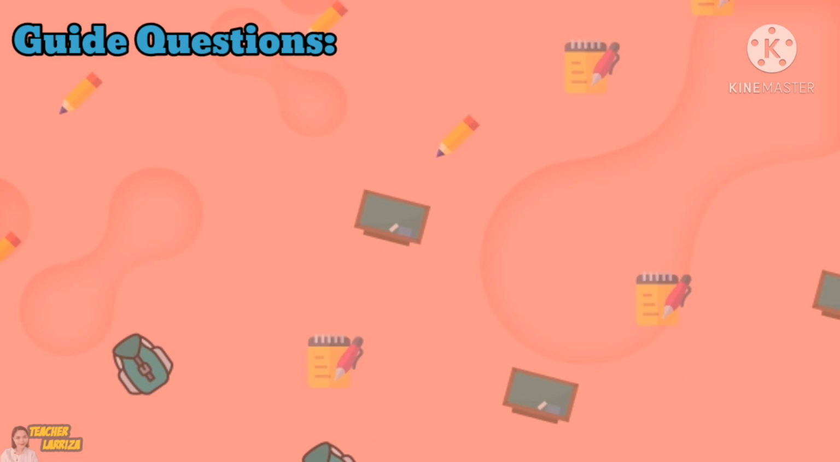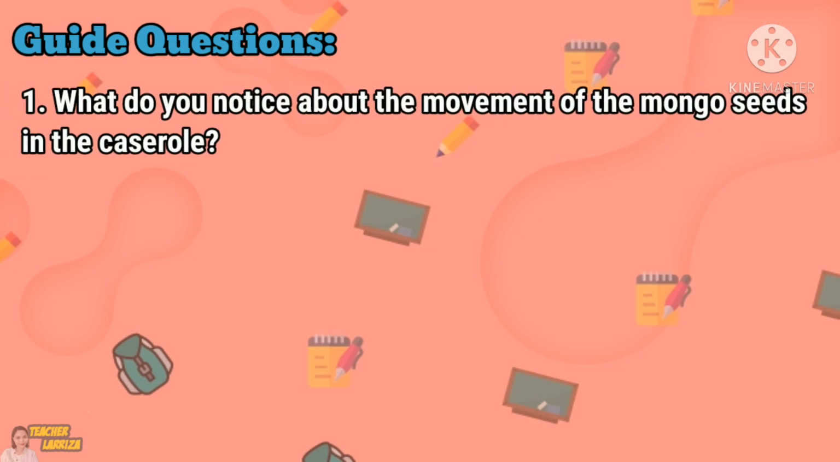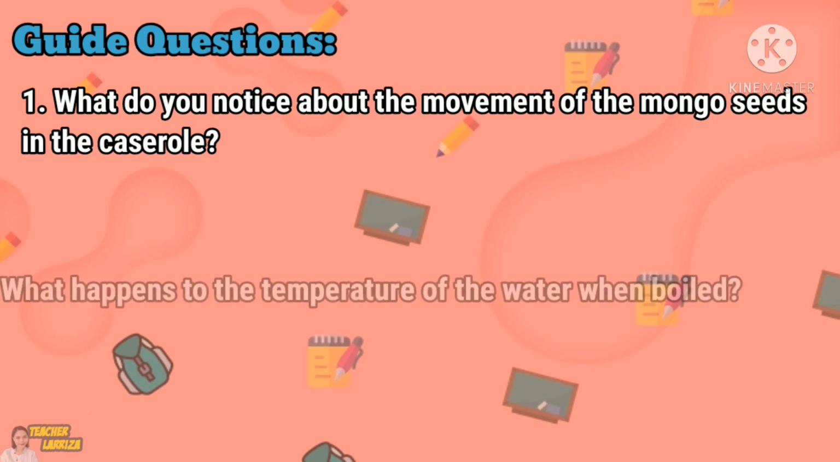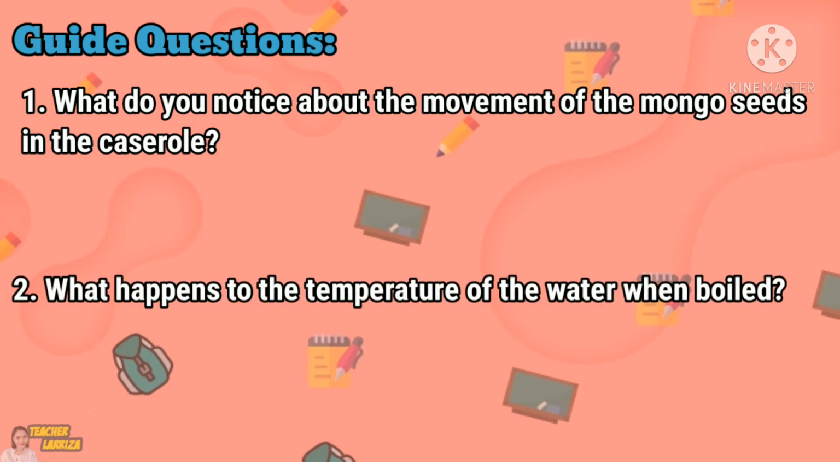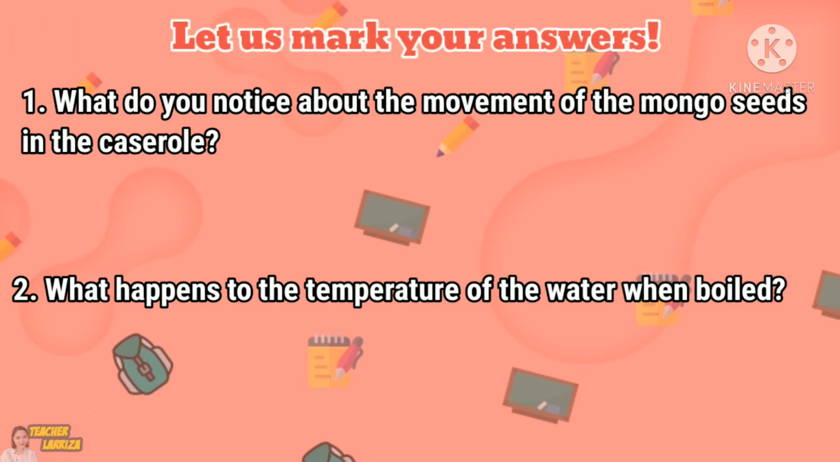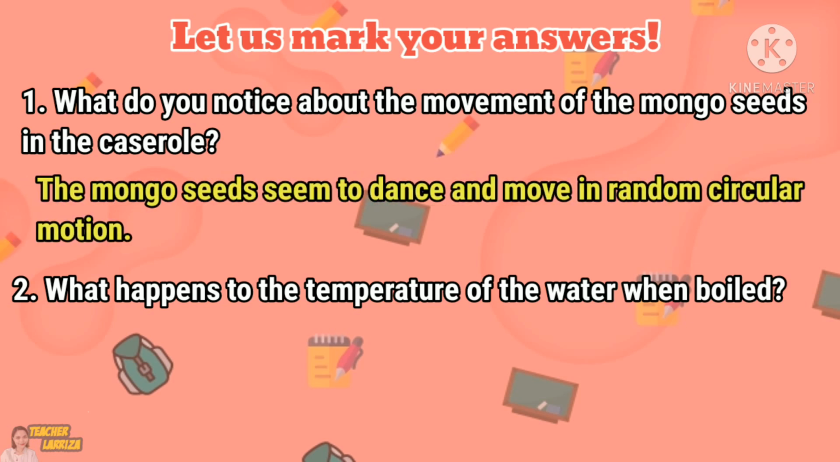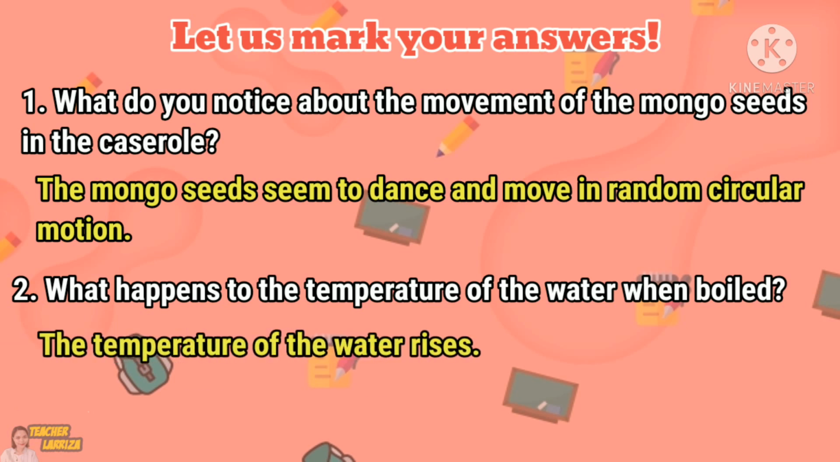Now, let us try to answer some of the guide questions of this activity. Number 1, what do you notice about the movement of the mango seeds in the casserole? 2, what happens to the temperature of the water when boiled? Now, let us mark your answers. For number 1, the answer is, the mango seeds seem to dance and move in random circular motion. For number 2, the temperature of the water rises. Do you have the same answers with me?